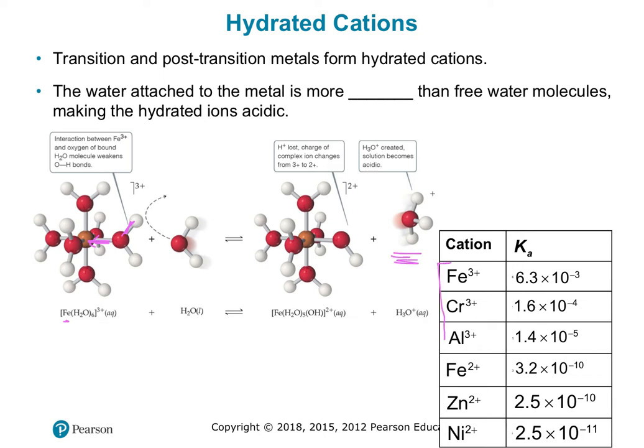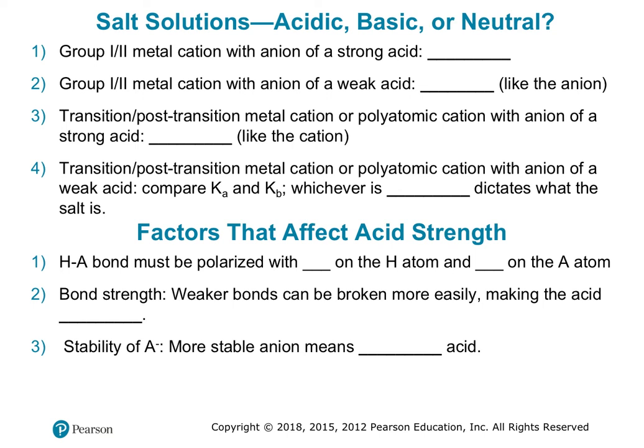So cations with a higher positive charge are going to be stronger acids and produce more hydronium. When they have a smaller charge, they're quite a bit weaker. So basically the metal is making the hydrated water acidic, able to donate a hydrogen into the free water molecules. So let's do some predicting.